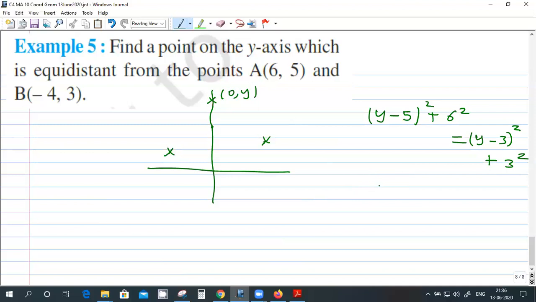So this is y square minus 10y plus 25 plus 36 equal to y square minus 6y plus 9. So this will be 4y, and 36 minus 9 is 27. So it will become 25 plus 20, 27. Okay, so it's 52 by 4.